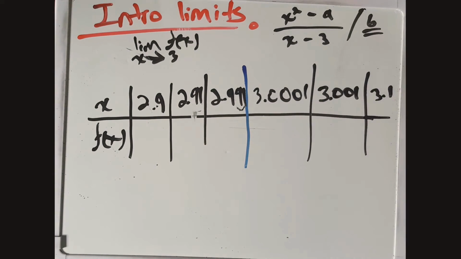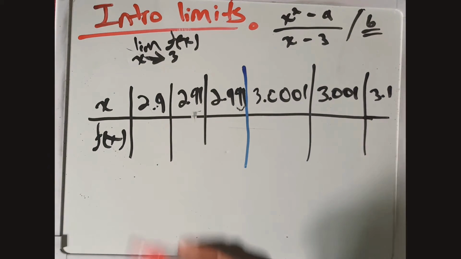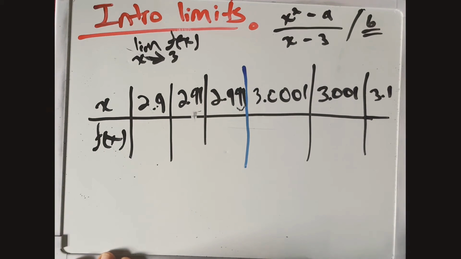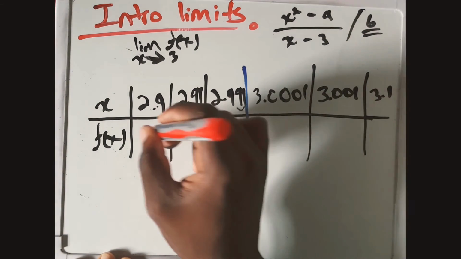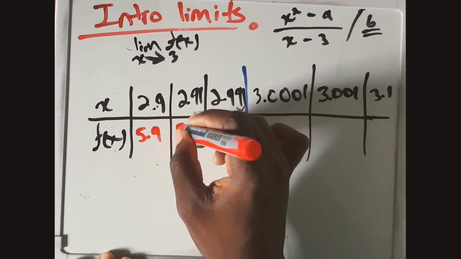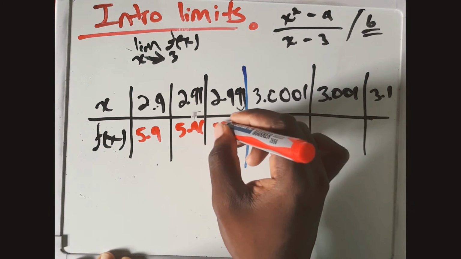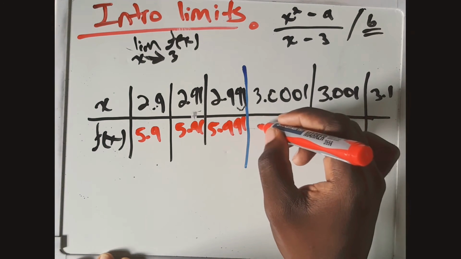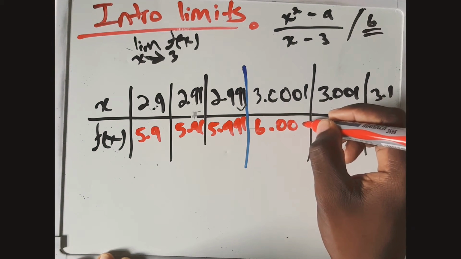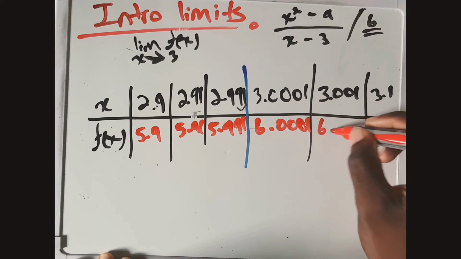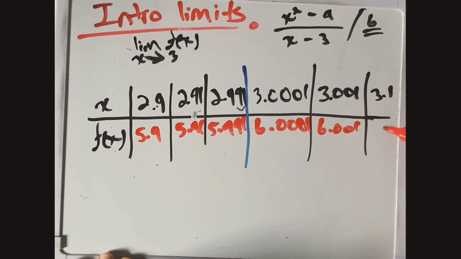Now if I substitute these values, these are the values that I would get. So if I substitute 2.9 in this function, you can do that in your calculators. I would get 5.9. If I substitute this, I would get 5.91. If I substitute this, I get 5.991. If I substituted this value for x, I'd have 6.0001. If I substituted this one, I'd have 6.001. If I substituted this one, I'd have 6.1.